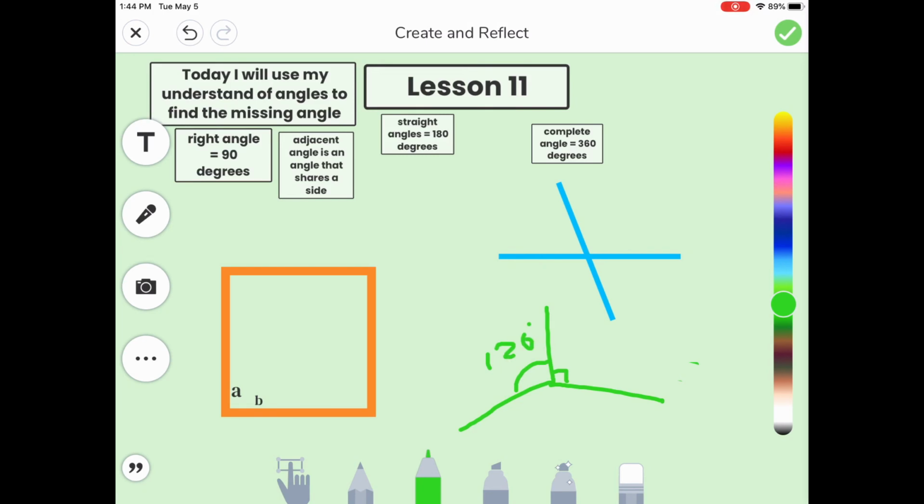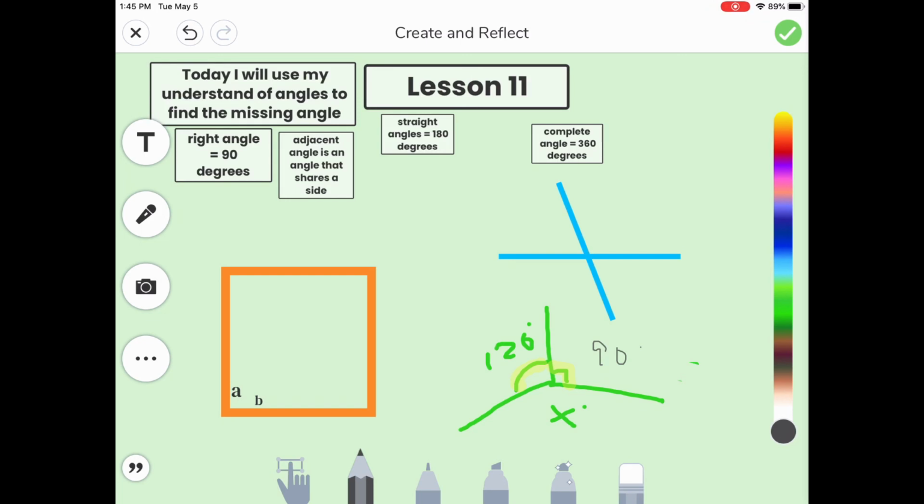Like this. This is broken up into 3 sections. If you notice, this section here is 120. And this section here is 90. We know this because of the little square, which means 90 degrees. We would add them together, so 120 degrees plus 90 degrees, and then subtract from 360 degrees to find our x.